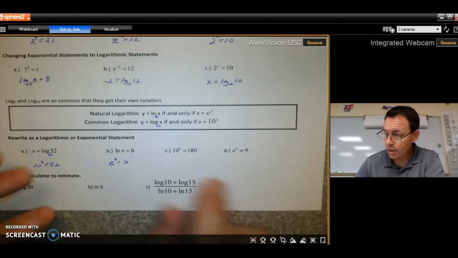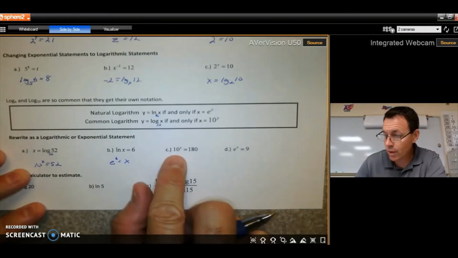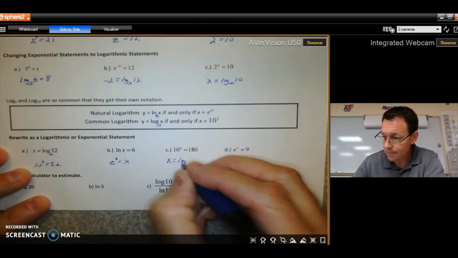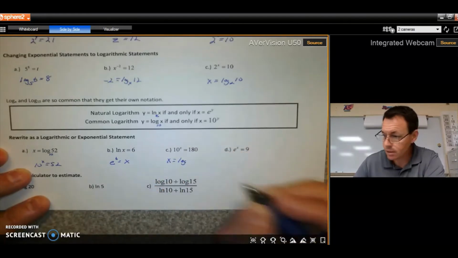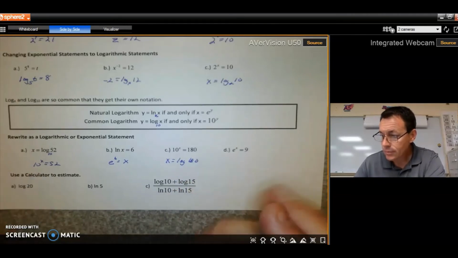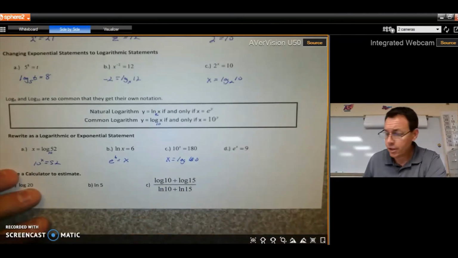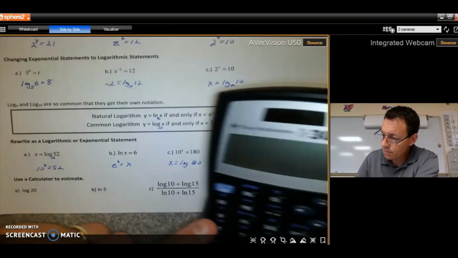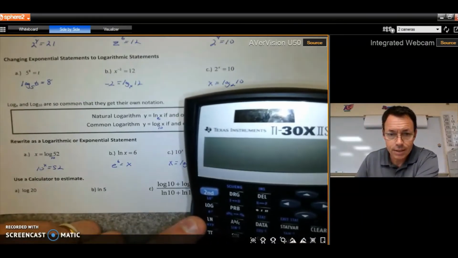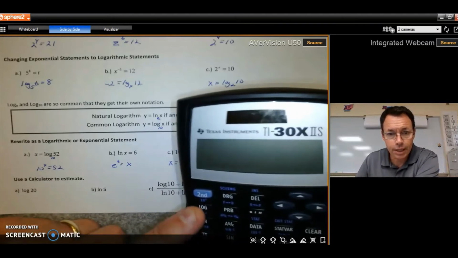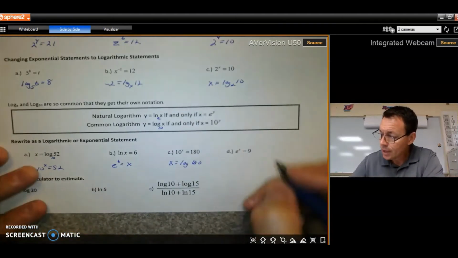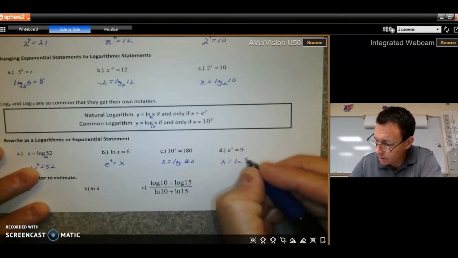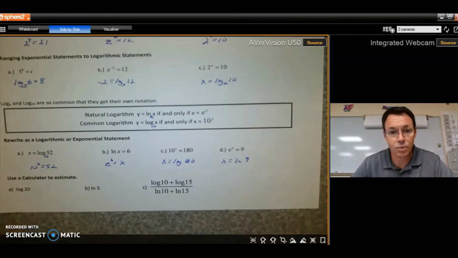Going the other direction, this is a base 10, so we're going to write it as a base 10. X equals log base 10, we don't have to write it, of 180. And that's something you could do in your calculator. You actually have a button on your calculator that says both log and ln, natural log. Okay, we're going to use those in a second. And then this last one would be x equals the natural log of 9. Okay, so that's how you write them.